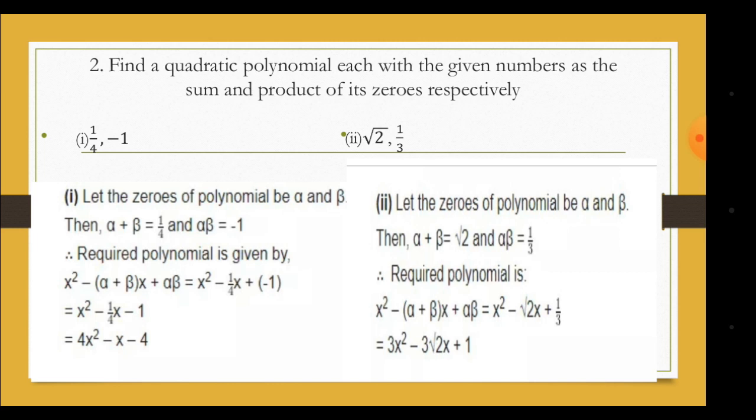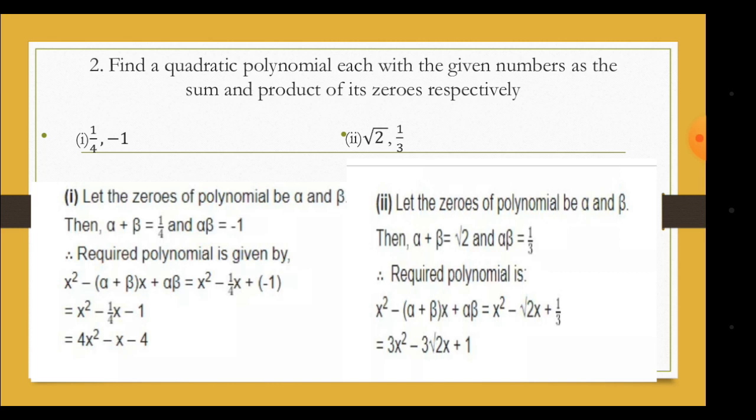If you want to avoid the fraction 1 upon 4, you can multiply all these three terms by the LCM of the denominator. So what is the LCM of the denominator here? The LCM of the denominator is 4. So multiply all the terms by 4. So we get the polynomial 4x square minus x minus 4. Is it? So in this way we can form a polynomial.